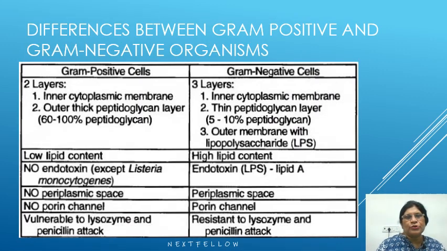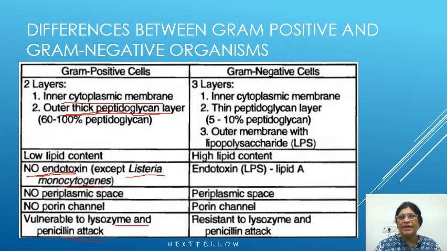Now, you should know the differences between the gram-positive and gram-negative organisms. Gram-positive cells have two layers: inner cytoplasmic membrane and outer thick peptidoglycan layer. Remember this. They have low lipid content and no endotoxin. The only gram-positive which has endotoxin is Listeria monocytogenes. There is no periplasmic space, no pore channel, and they are vulnerable to lysozyme and penicillin attacks.